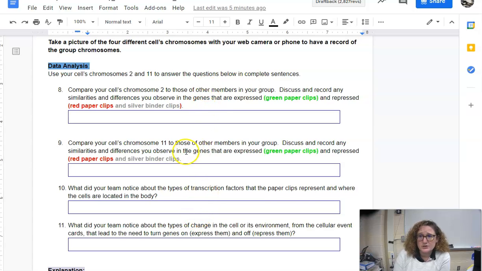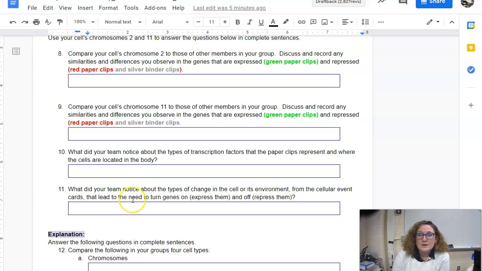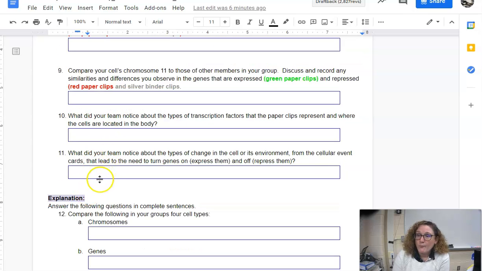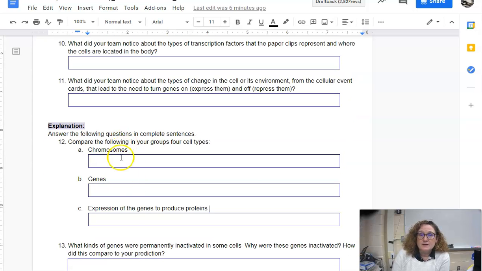So you took a picture of the chromosomes. If you did not, please email someone in your group, because I know that pictures were taken of each of the cells. What you'll then do is take a look at those, and based on that, you'll answer these questions 10 and 11, thinking about what's happening with the other clips that are on there, and then answer these final questions kind of explaining what was happening.